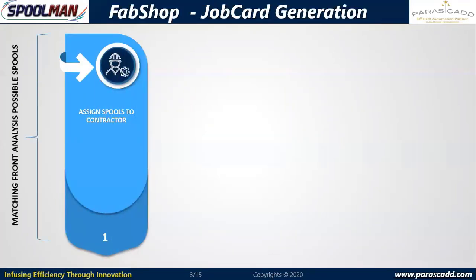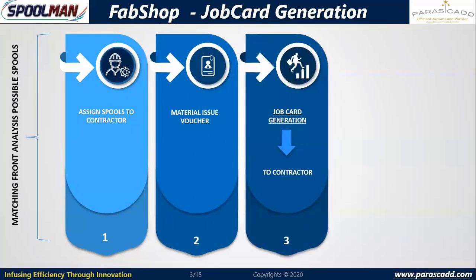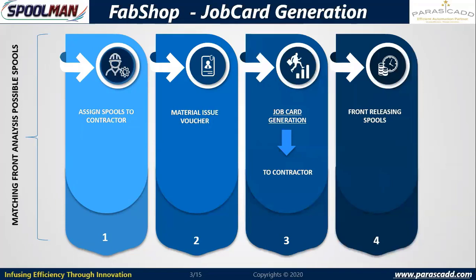And finally, we issue this job card. The job card is what I'm going to issue to the contractor, whether he's a fabrication contractor or an erection contractor, and whether this contractor can fabricate these spools. That decision is already taken. Based on the area, unit, or WPS, contractors are allocated, or based on base material, there is going to be a separate contractor for carbon steel, separate contractor for stainless steel, whatever it is. Based on that, these job cards will be issued. So we have job card issuance, and then once the job card is issued, it goes for front releasing.